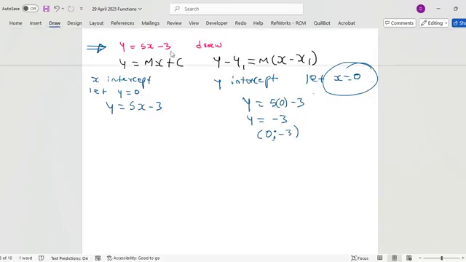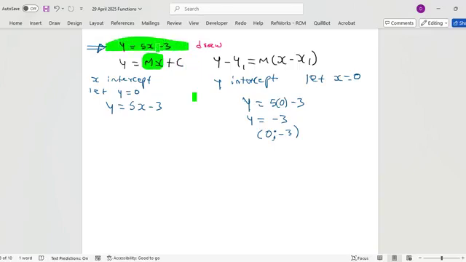I explained last time that even without calculating, if I put x equals to 0, y automatically becomes c. So every time you see the c, you can say c is the value of y. Just looking at this, you can say my c is negative 3. So negative 3 is y, just there, without calculations. But if you feel like you don't understand, just calculate. No problem.